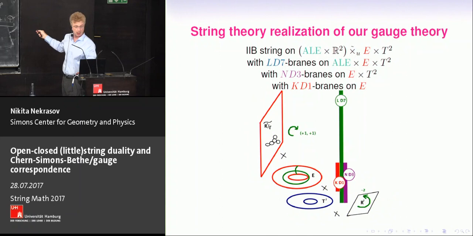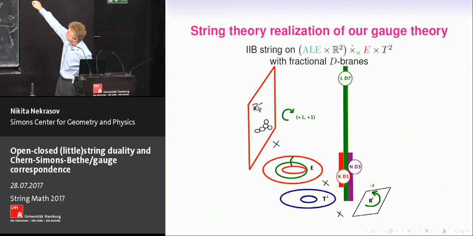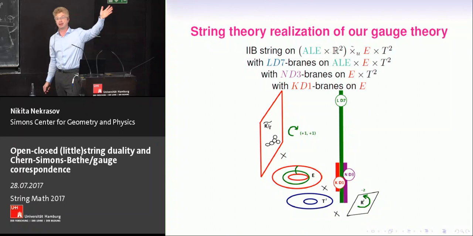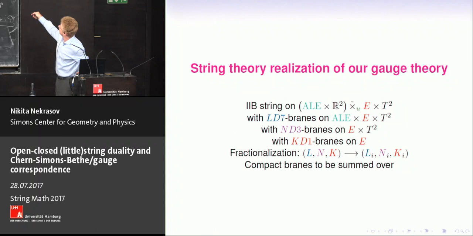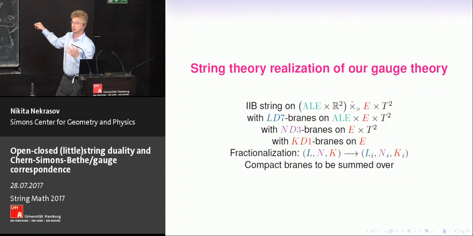And these are fractional branes, meaning that secretly they could be higher dimensional branes which wrap various two-cycles in the ALE space. So that allows you to have arbitrary labels N0, N1, and so on and so forth. So this is the setup for gauge theories. The fractionalization means that the numbers of branes are not numbers but multi-numbers, so these are vectors. And we have the non-compact branes, which we fix, and we have compact branes, which wrap the compact four-dimensional and two-dimensional tori, and so we sum over them.